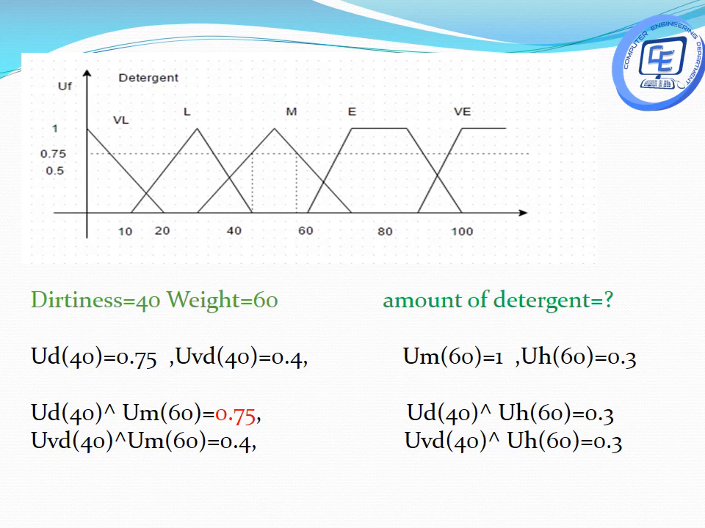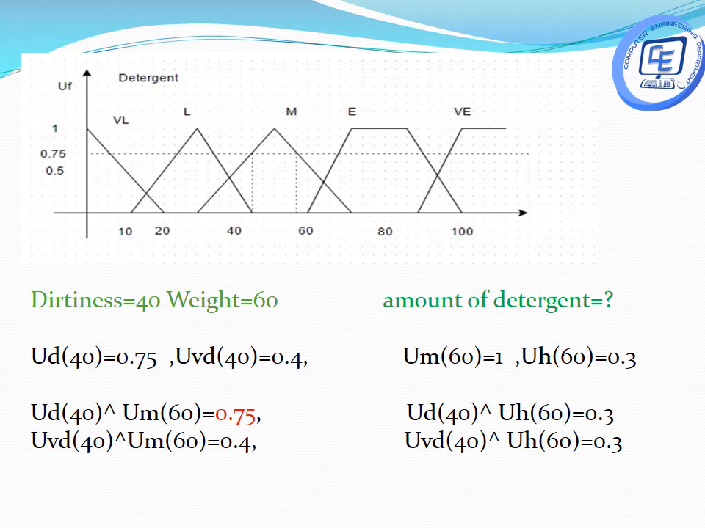Now in this slide, this particular graph is of detergent, which we have seen in the last slide itself. I have drawn this again in this slide because it's a reference for the output. These dotted lines are important, so I have drawn them again. So our question is, in green color I have specified dirtiness is given as 40, weight is given as 60 and asked for the amount of the detergent.